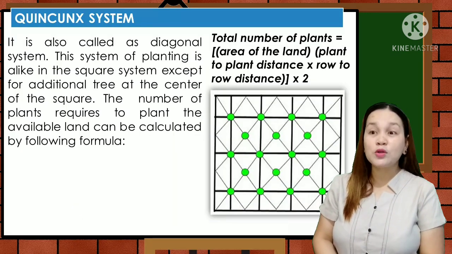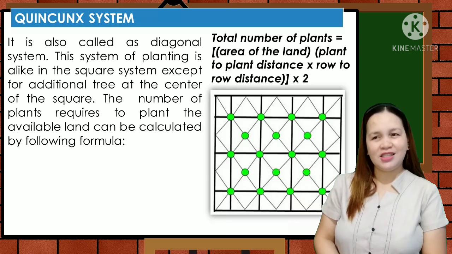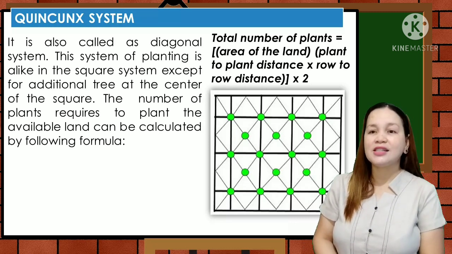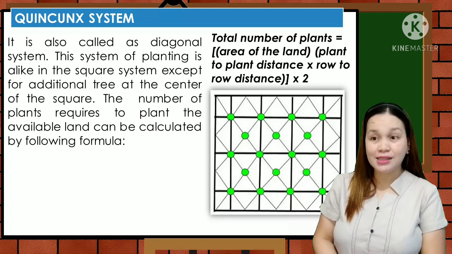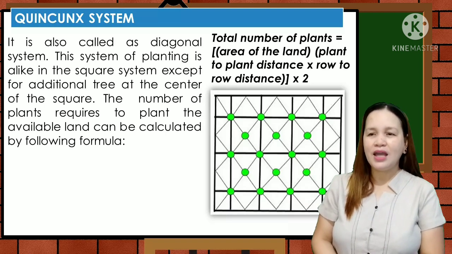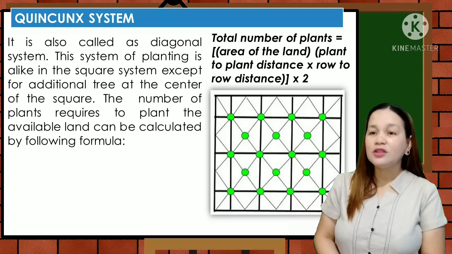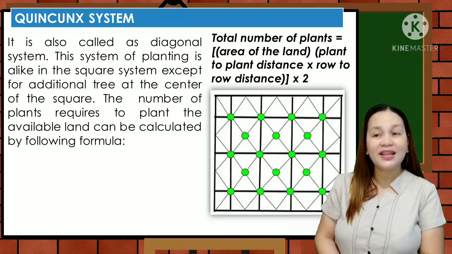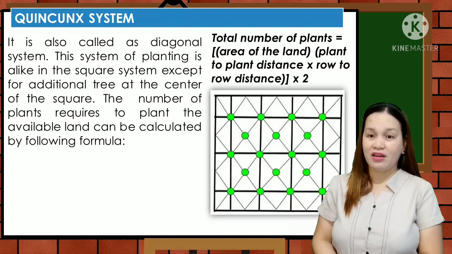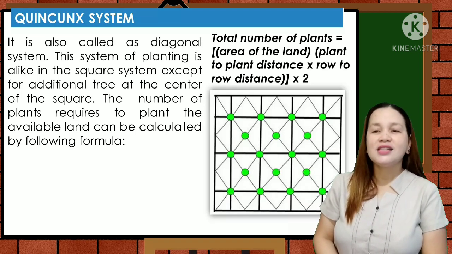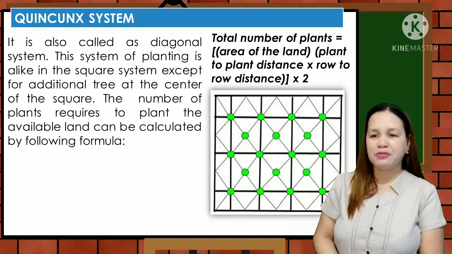Quincunx system, also known as diagonal system. The quincunx system has been developed to utilize the space between four trees that remains unutilized in the square system. The planting is done similar to the square system, except an additional plant is planted at the center of the square. The main crop is called the primary fruit crop, and the filler crop is called secondary or supplementary fruit crop.